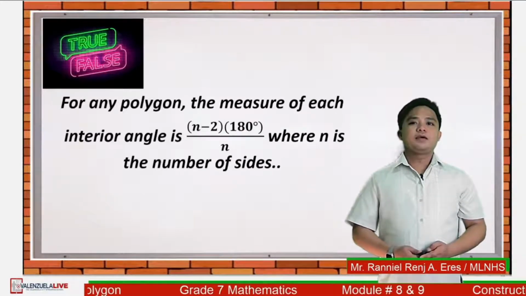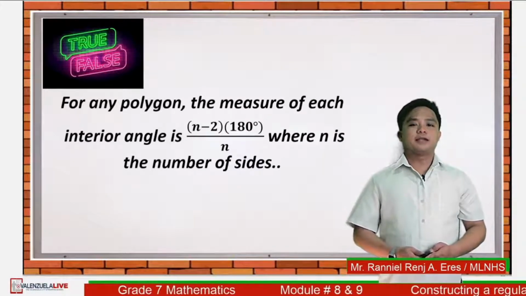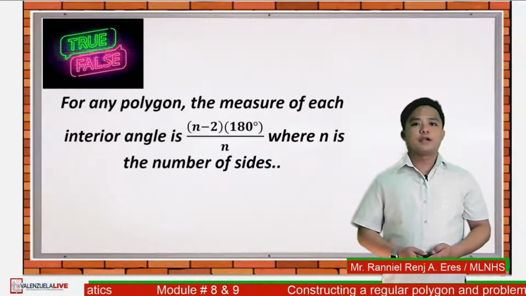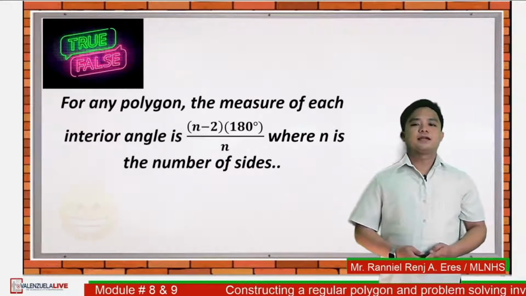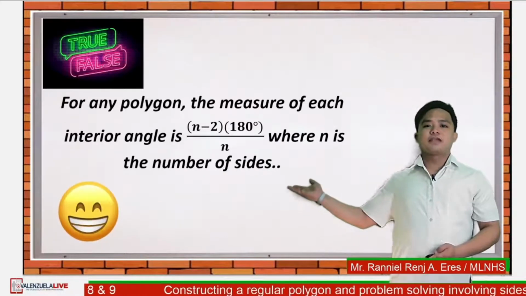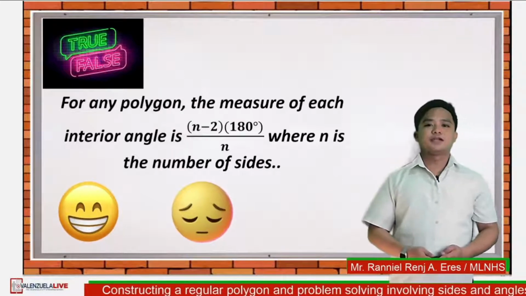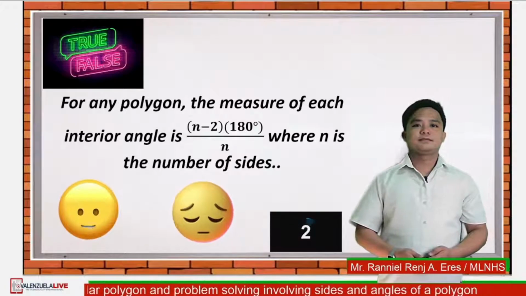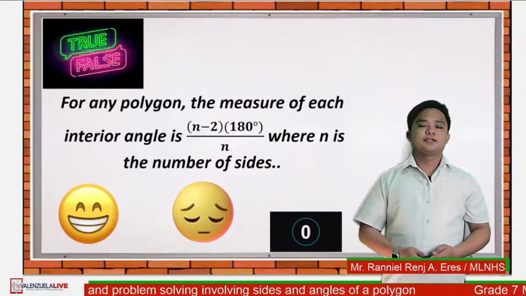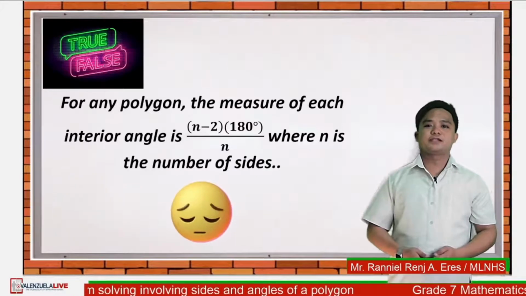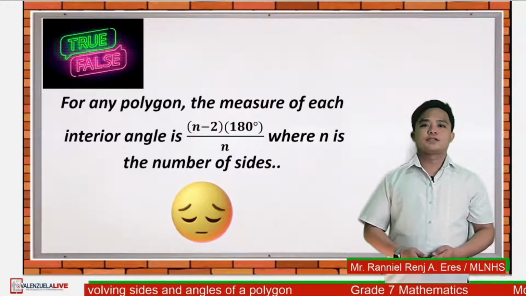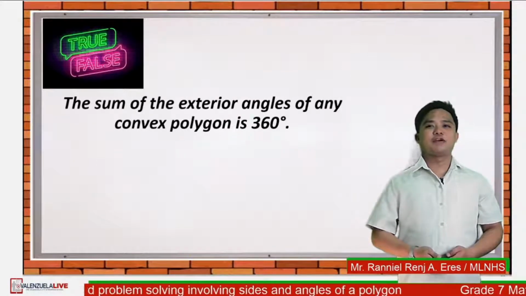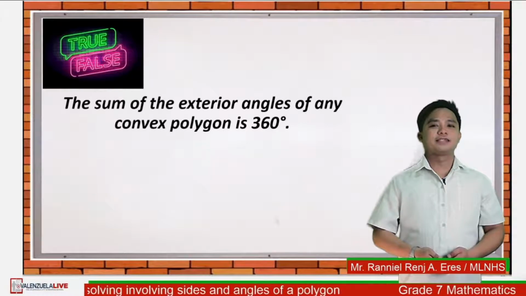Okay, next statement. For any polygon, the measure of each interior angle is the quantity n minus 2 times 180 degrees all over n, where n is the number of sides. Again, comment a happy face if your answer is true and sad face if false. Your 5 seconds starts now. Okay, time's up. So the correct answer is false.